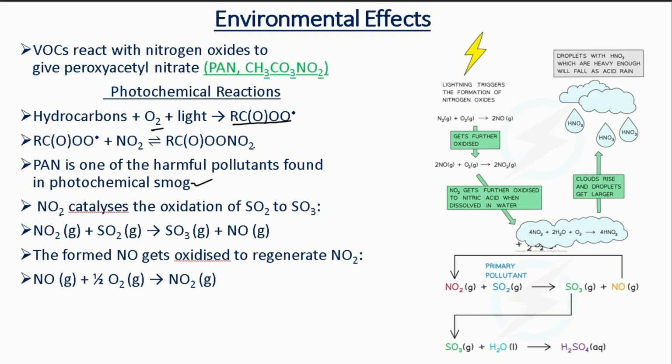Nitrogen dioxide, which is formed in different ways in the atmosphere, reacts with water and is further oxidized to give nitric acid. That nitric acid goes up into the clouds, and then it falls back as heavy droplets that we call acid rain.